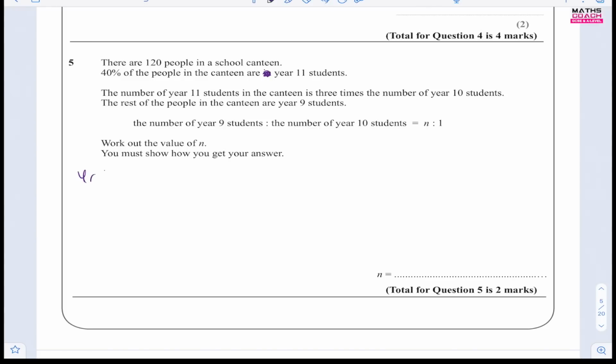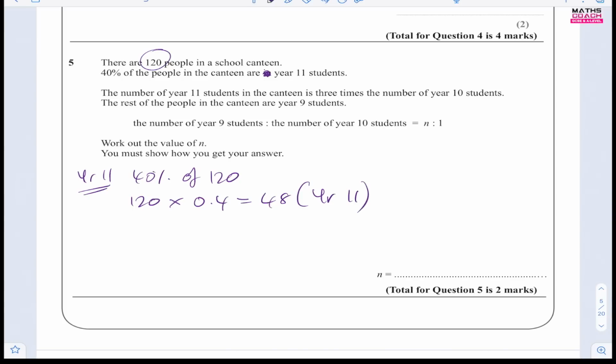Right, let's begin with Year 11 first. So we know that 40% of the students, and there are 120 of them, so 40% of 120 is what we need to work out. That is a calculator job, so 120 times 0.4 gives you 48. So there are 48 Year 11 students. Now to calculate the number of Year 10 students, well, we know that the number of Year 11 students in the canteen is 3 times the number of Year 10 students. So if there are 48 Year 11 students, then you do 48 divided by 3 to get your number of Year 10 students, which is 16. So there are 16 Year 10 students.